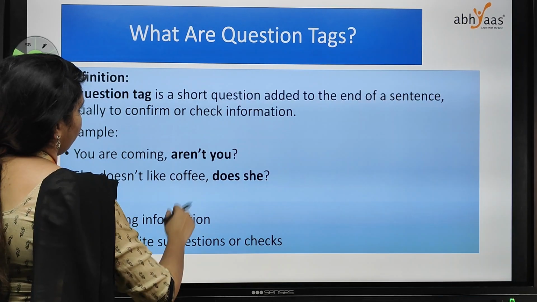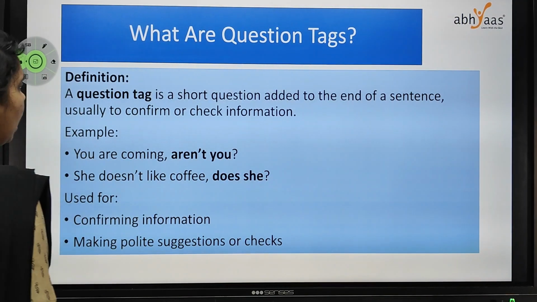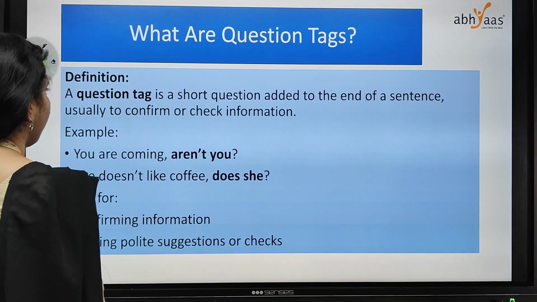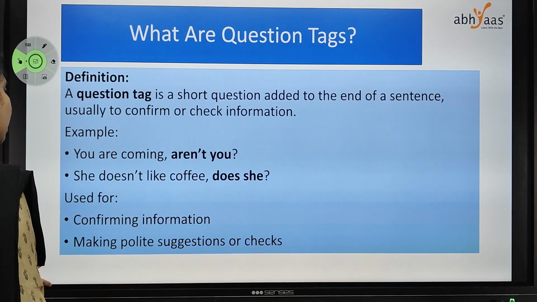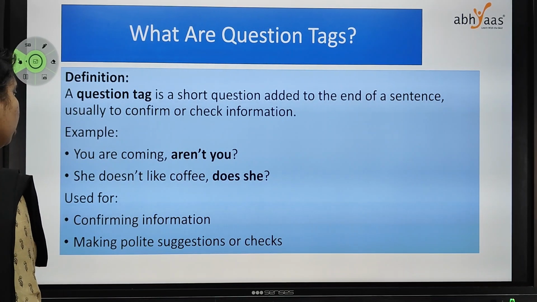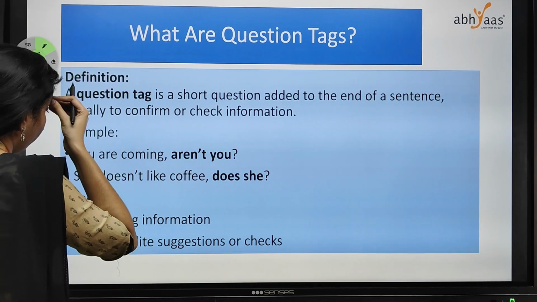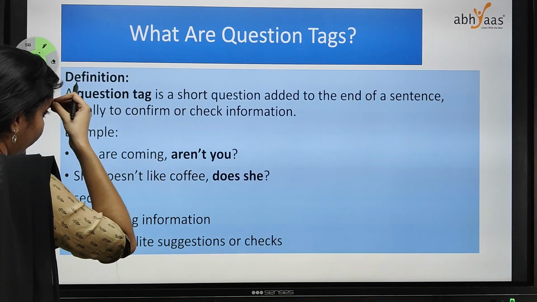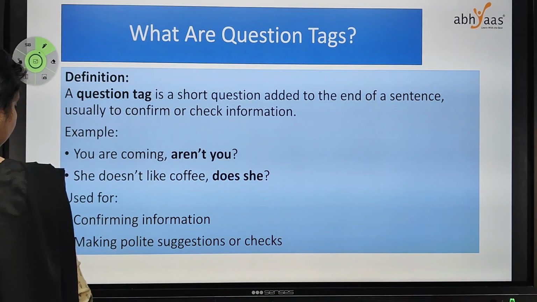Okay. Let's look at one more topic now. Question tags. A question tag is nothing but a short form of question added to the end of a sentence, usually to confirm or check information. For example, you're coming, aren't you? She doesn't like coffee, does she? Remember that the question tag structure is something like this.